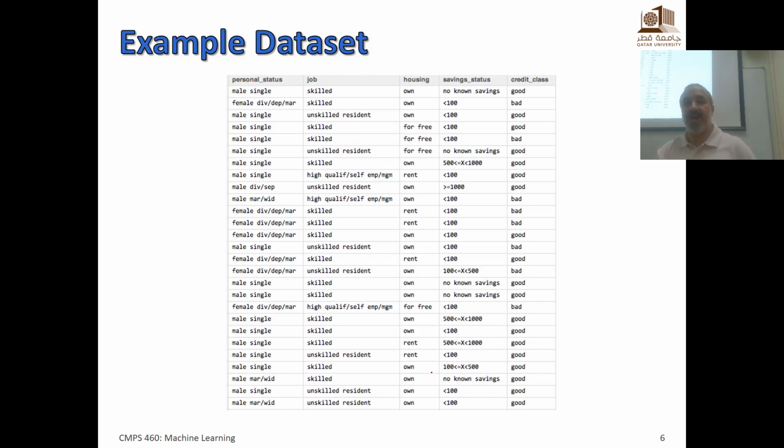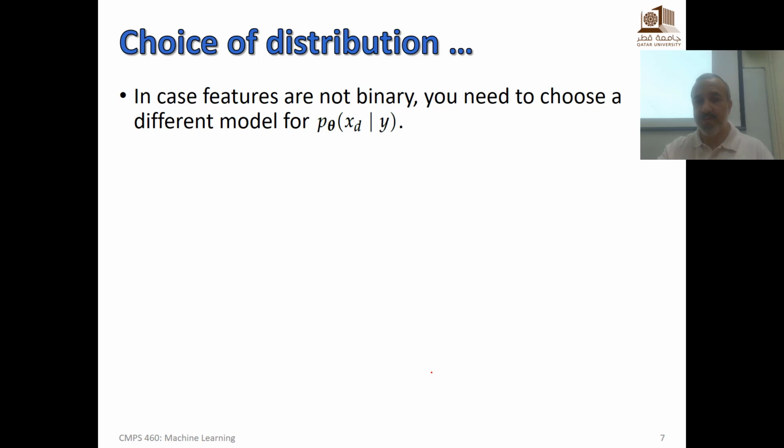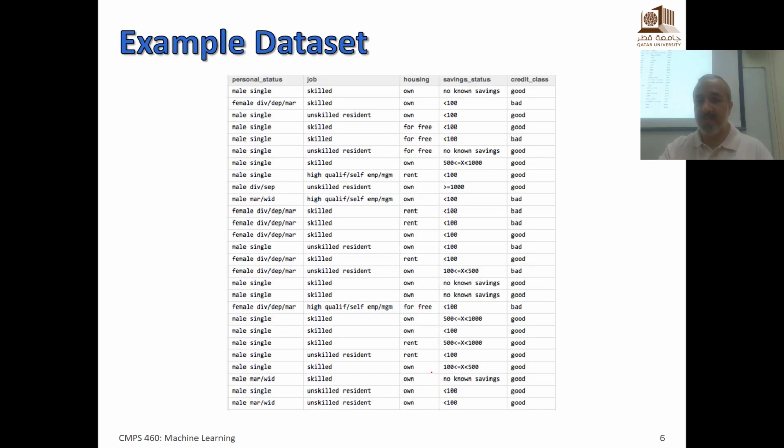So here's the example that I think we introduced last time. Here the problem is that we want to estimate the credit quality of the person given his or her 4 features: the personal status, the job, the housing, and the savings status. So what will we do? The first thing we need to do is to model each feature. Model the class, the class label.